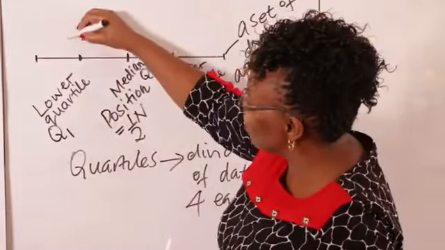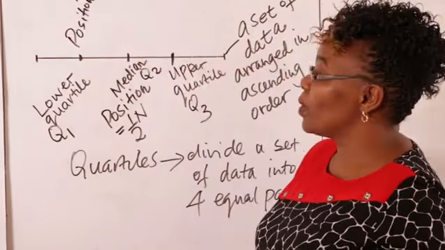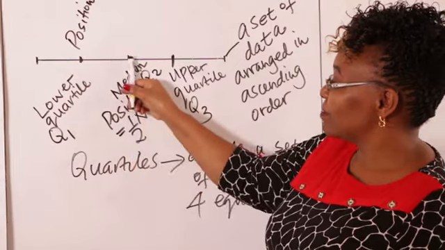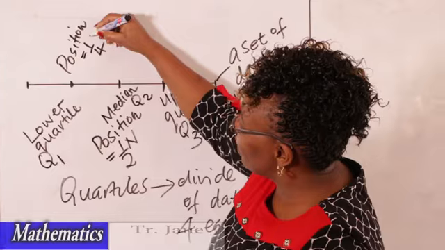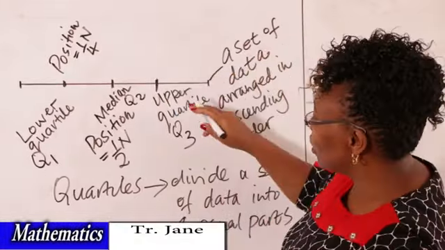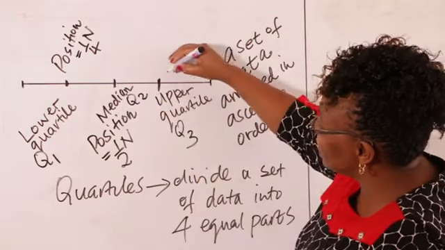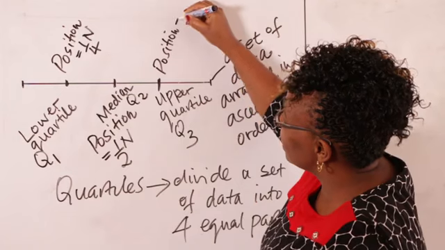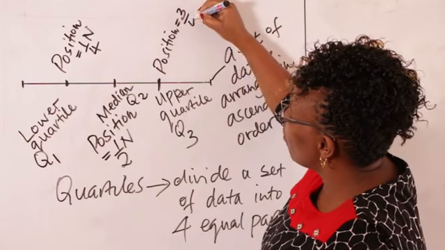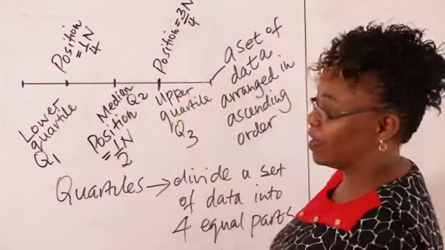Now, what is the position therefore of our Q1? If I may write here, the position of our Q1 is what? This is a half, therefore this is a quarter. So, a quarter of n. Okay? What is the position of our median? It is a half of n. What about the upper quartile? The position of this is 3 over 4, 3 quarters of n.